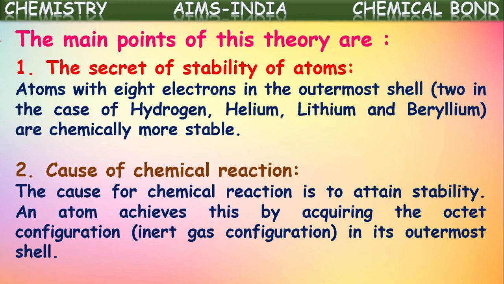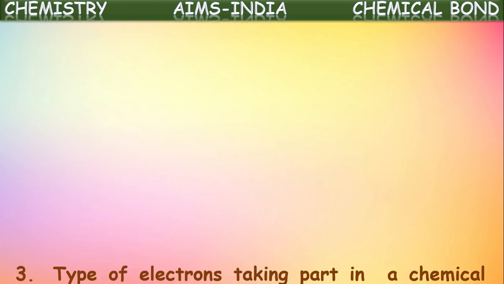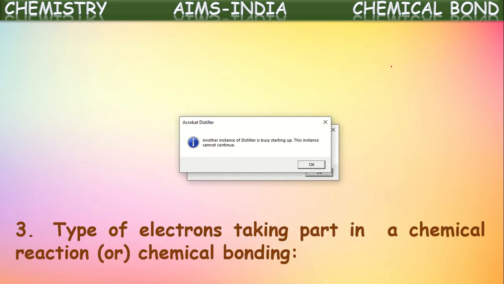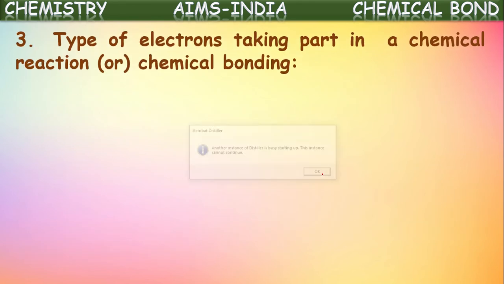So to attain this nearest noble gas configuration, all the elements will try to participate in chemical bond formation, and thus they will get this configuration. Type of electrons taking part in a chemical reaction or chemical bond: what type of electrons take part in the chemical reaction will also be responsible for the formation of chemical bonds.